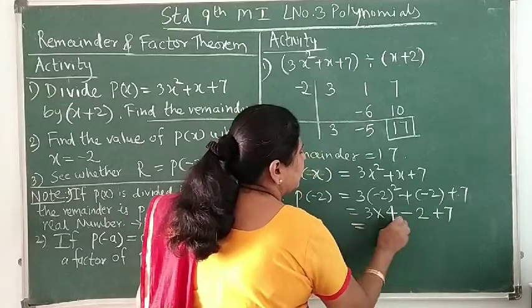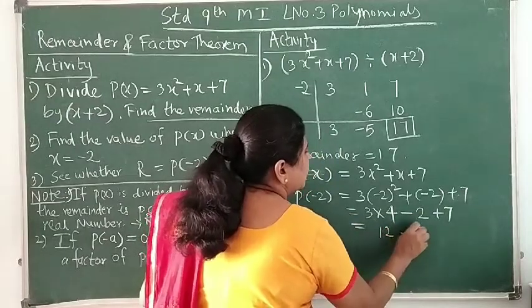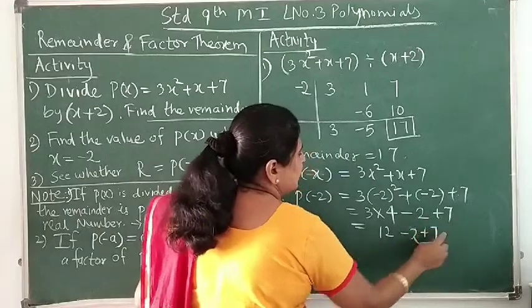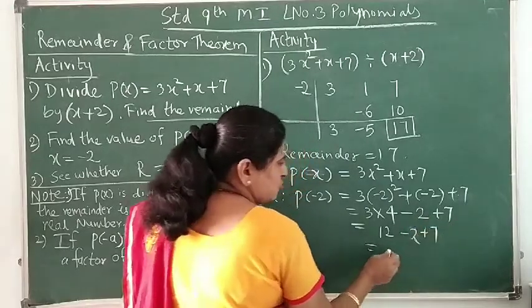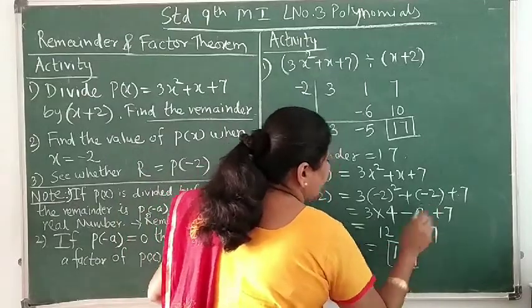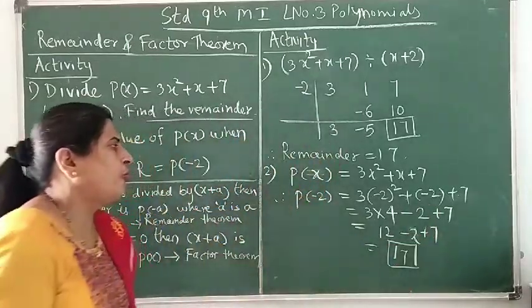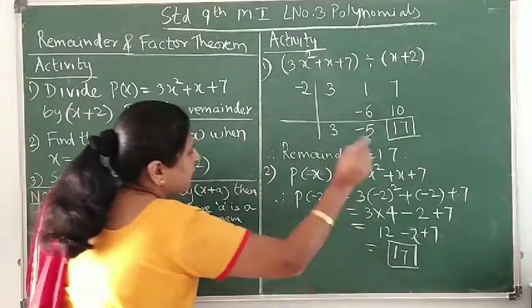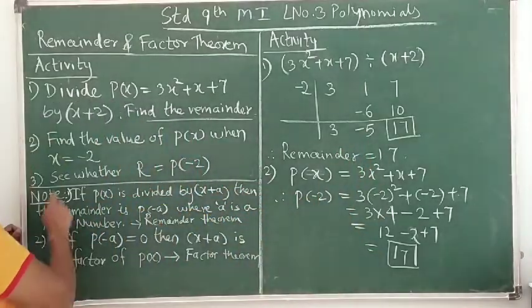Take the product: 3 fours are 12, minus 2, plus 7. 12 minus 2 is 10, 10 plus 7 is 17. So here also we have got the value of the polynomial in x when x is equal to minus 2. What do you find? 17. So what is the third step?